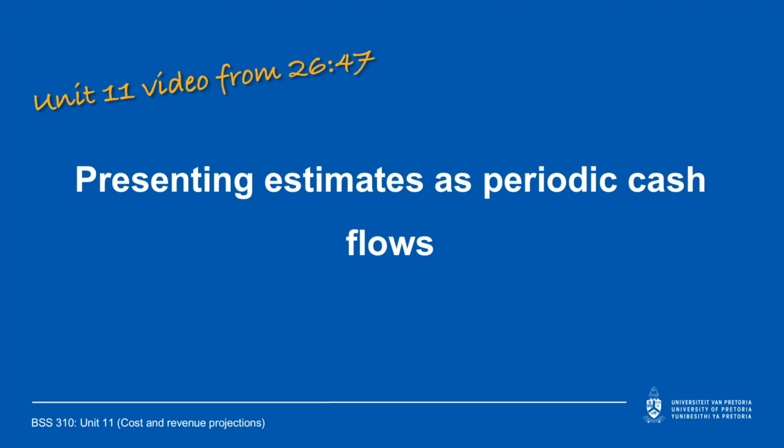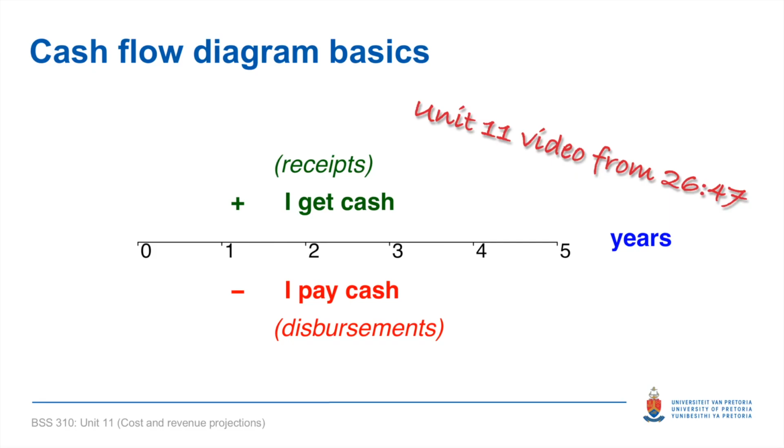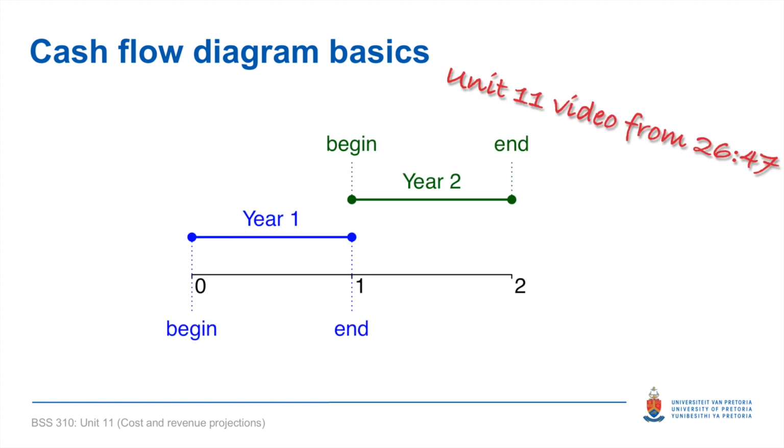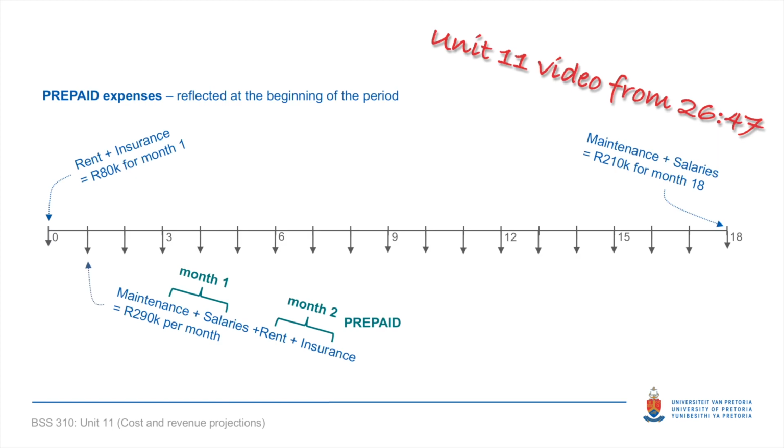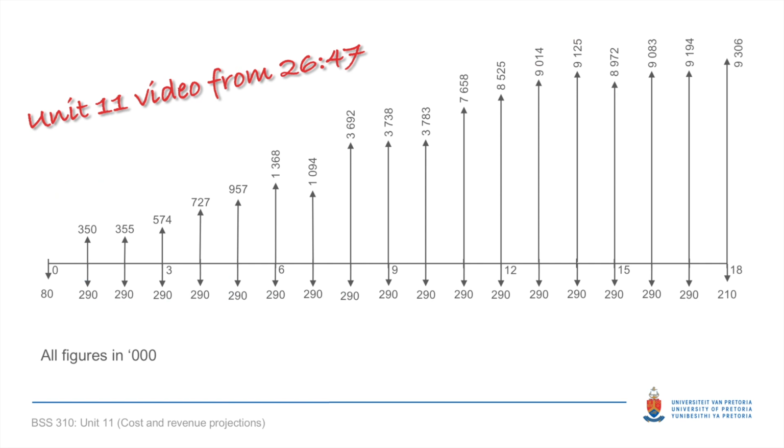In the Unit 11 video, from 26 minutes and 47 seconds onwards, I introduced the concept of a cash flow and a cash flow timeline. There I went over the basics of receipts and disbursements, the timing on the cash flow timeline, the perspectives that you take, and there was an extensive example that I used to show you all the different cash flows on the timeline. If you can't remember any of that, or if it's still a little bit vague, I'd recommend that you rewatch that before carrying on.